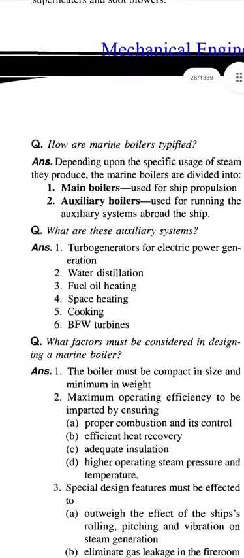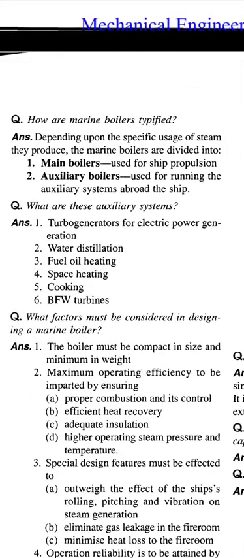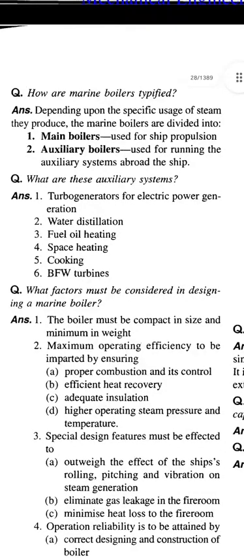Next question. How are marine boilers typified? Answer: depending upon the specific usage of the steam they produce, marine boilers are divided into main boilers used for ship propulsion, and auxiliary boilers used for running the auxiliary systems aboard the ship. What are these auxiliary systems? Answers: turbo generators for electrical power generation, water distillation, fuel oil heating, space heating, cooking, and boiler feed water turbines.